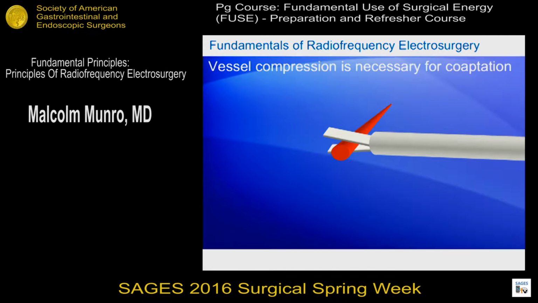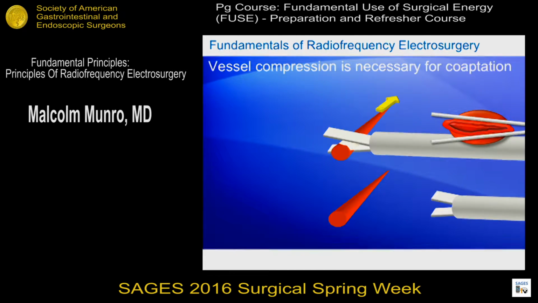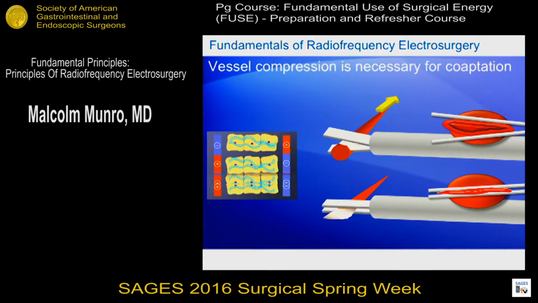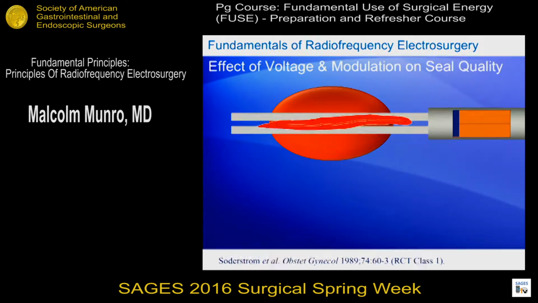So if we have a blood vessel like this, if we don't compress that blood vessel, we won't get a seal. In fact, we'll get a heat sink effect and think we've got a seal because we're just heating the outside of that vessel. So of course you have to compress the vessel, and when you do that, you'll not only prevent the heat sink, but you will allow the two sides of the vessel to coapt and allow those processes of desiccation and then coagulation to occur. We call this coaptive coagulation.